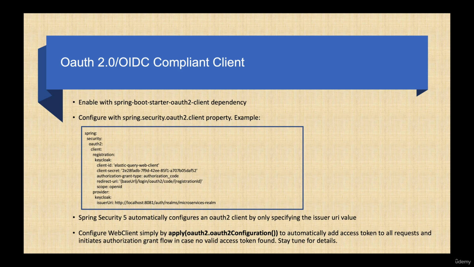As we will see shortly, configuring a web client with OAuth2 is simple by just applying the OAuth2 configuration, and after doing that, all web requests will be sent by adding the access token automatically. And if there is no access token found in the context, an authorization grant flow is initiated. So let's continue with the details.